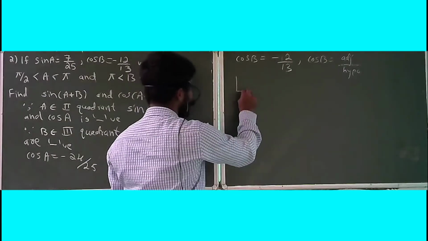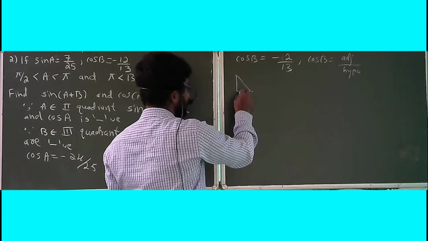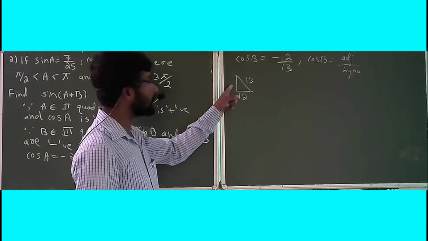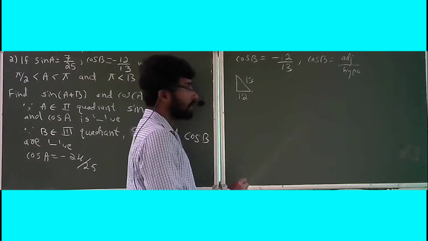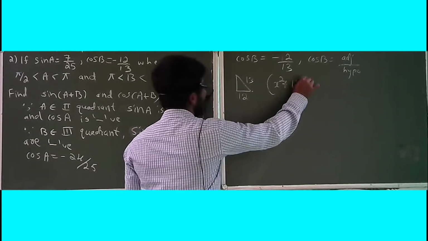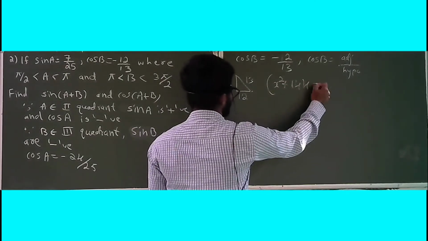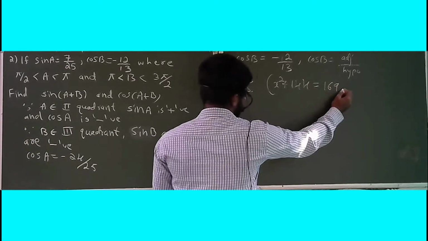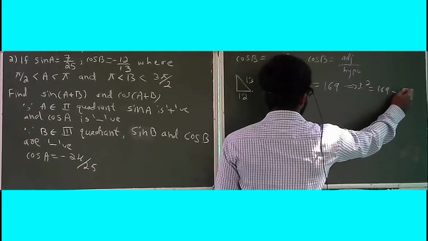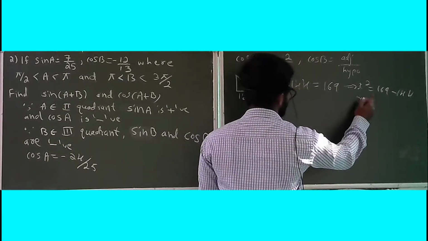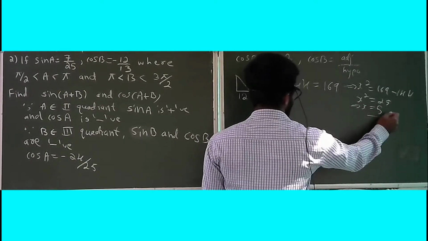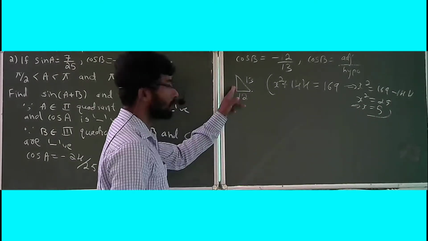If you draw the triangle, here see adjacent is equal to 12 and the hypotenuse is equal to 13. You need to calculate the opposite length. Use Pythagoras theorem. X square plus 12 square is 144, equal to 13 square is 169. This implies x square is equal to 169 minus 144. Here you will get x square equal to 25. This implies x value is equal to 5. You are taking only positive value because you are calculating length.